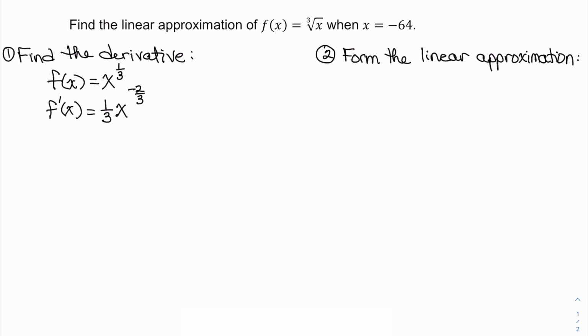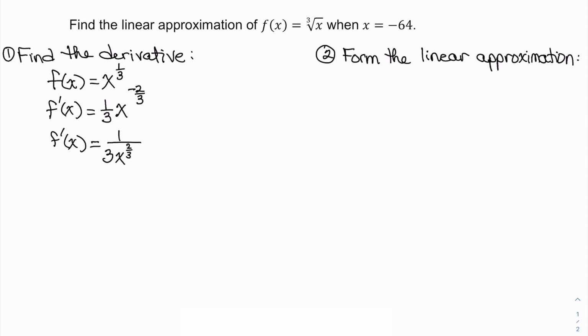Now, because we are going to evaluate this derivative at x equals -64, we have to get it in a form that's easier to evaluate when we plug in a number. So we want to make sure we first write it without a negative exponent. So f prime of x is 1 over 3 times x to the 2/3 power. When we write it in the other part of the fraction, it changes the sign of the exponent.